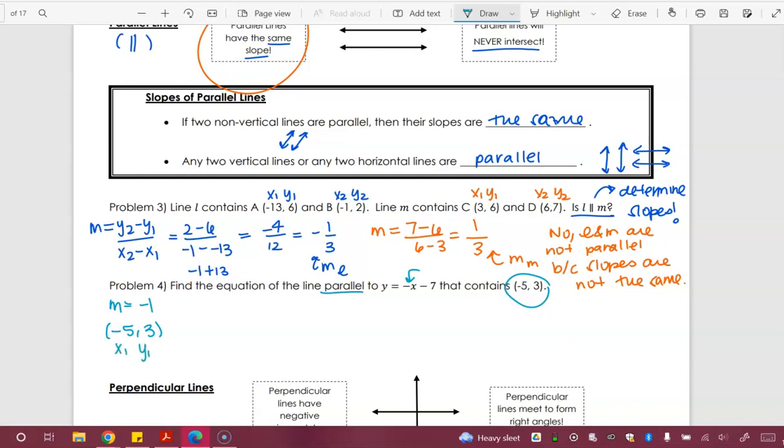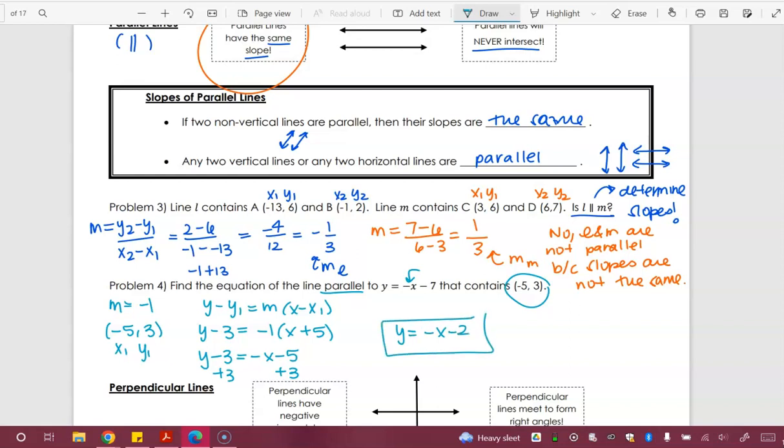When I'm given a slope and a point, or a point and a slope, we're going to use point-slope form to write the equation. I'm going to plug in what we know. Notice I changed that to +5 because it was minus and -5. Then we need to distribute, and then add the 3 over to get the y by itself. And there's the equation of the line.